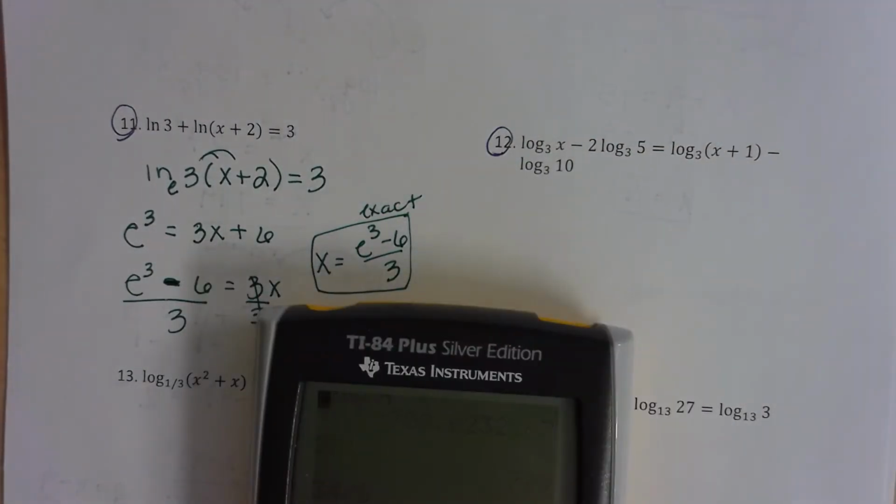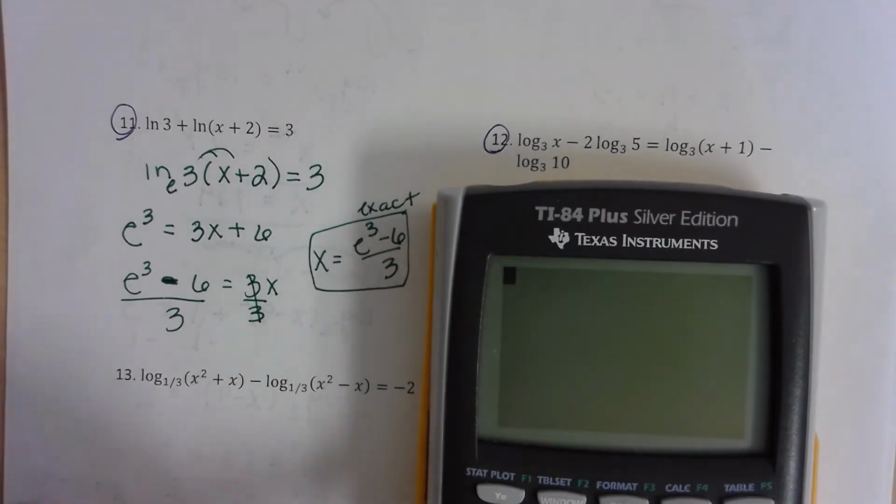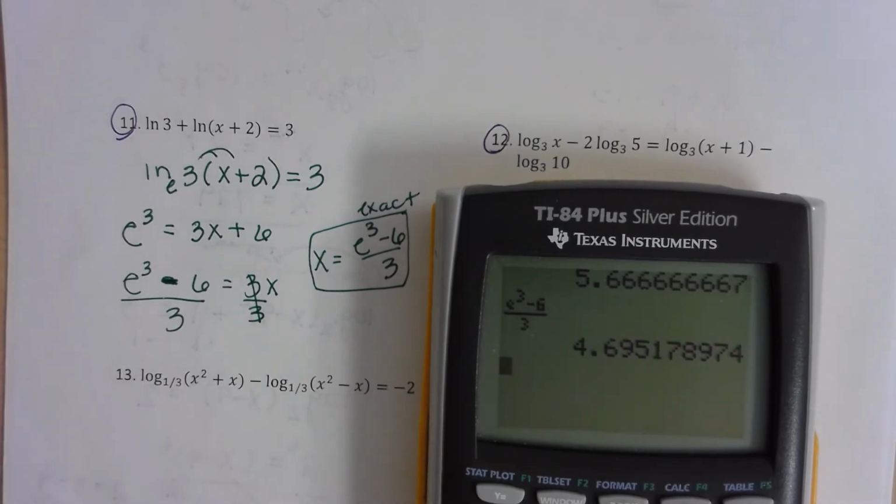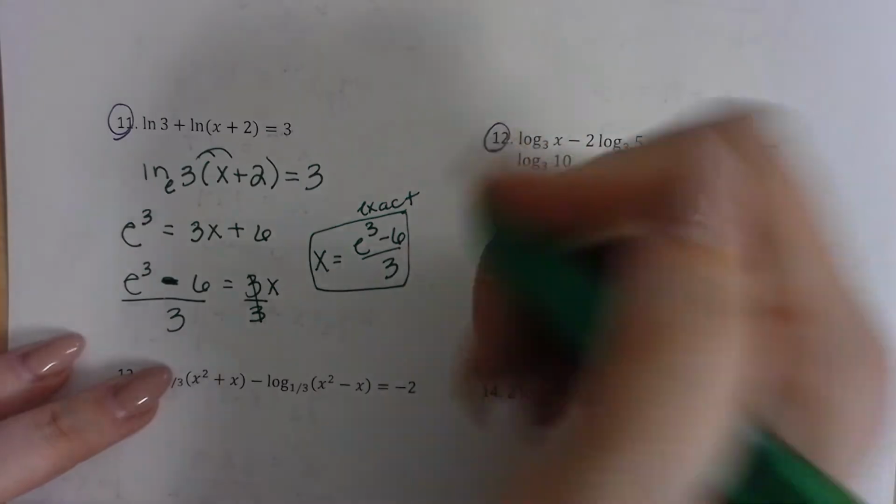To get the decimal answer, we would plug it in. So we would do e to the 3rd power, minus 6, over 3 gives us 4.695.